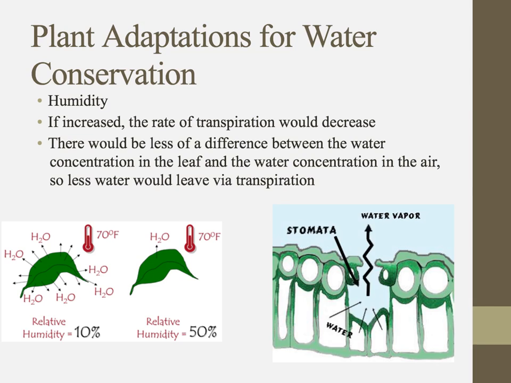So the next one's a little bit more difficult to understand. If you remember when we were looking at this diagram, water is moving out of the stomata because there's a lot more water in the plant than there is in the atmosphere. So if I were to increase the humidity around the plant, then transpiration is going to decrease because now there is no need for water to move out here. Water's only moving when there's a difference in water concentration. So if I increase the amount of water vapor in the atmosphere, this water won't evaporate so much.